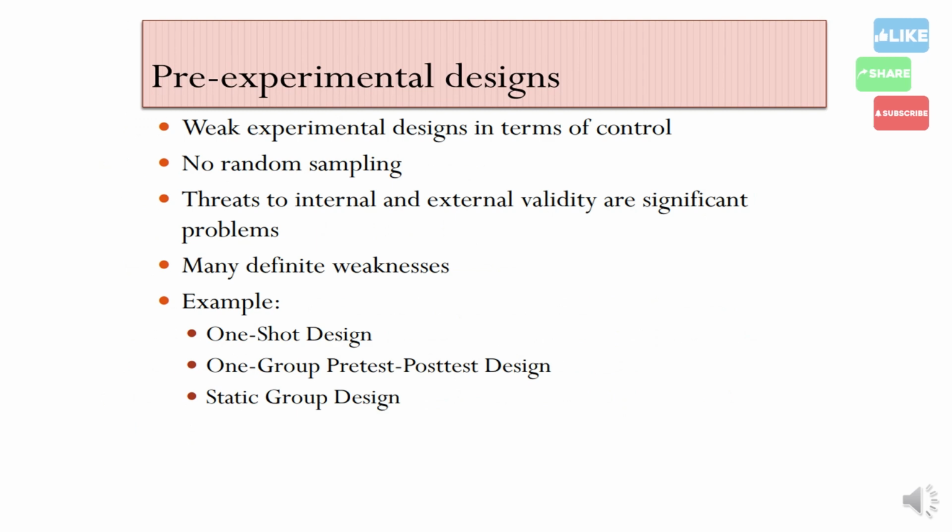So what are the pre-experimental designs? Weak experimental design in terms of control, no random sampling, and threats to internal and external validity are significant problems. So there are many definite weaknesses. For example, one-shot design, one group pre-test post-test design, static group design.